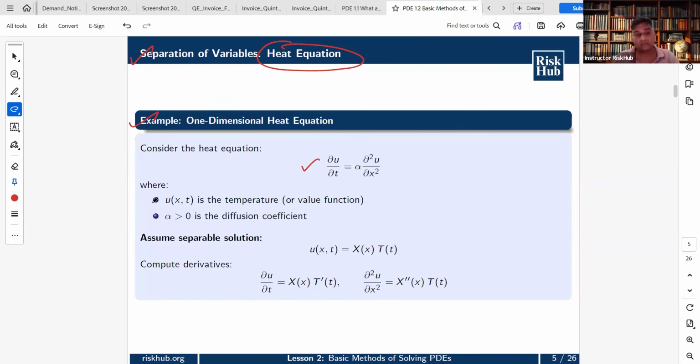Assume u(x,t) is the temperature, a value function. Alpha greater than 0 is the diffusion coefficient. Assume separable solution u(x,t) is equal to X(x)T(t), right? And ∂²u/∂x² is equal to X''(x)T(t). This means here T'(t) is the first derivative of T with respect to time, and X''(x) means the second derivative of X with respect to x, right? That is what we need to understand.